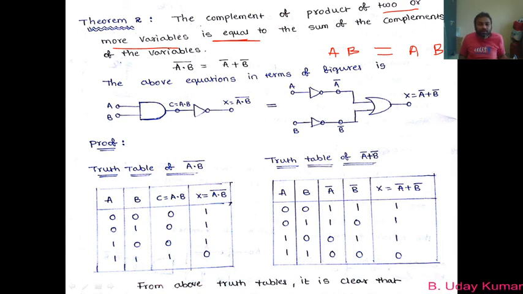The complement of the product of two variables. So what is the product of two variables? The product of two variables is denoted by A dot B, right? So A dot B is the product of variables, and the complement of the product of two variables will be A dot B bar. So you have tried to understand that, is equal to.